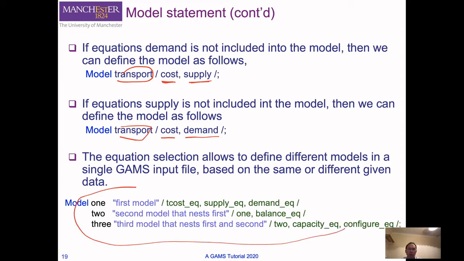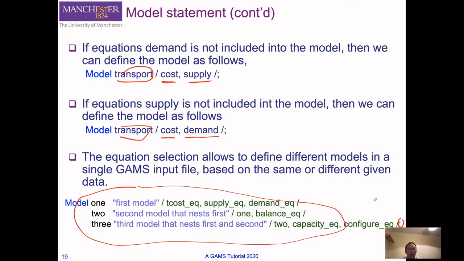Here is one example to show you how to use one model statement to define several models. If you define these three models in one line, then you should use comma to separate them. After we define the statement, don't forget to add semicolon.